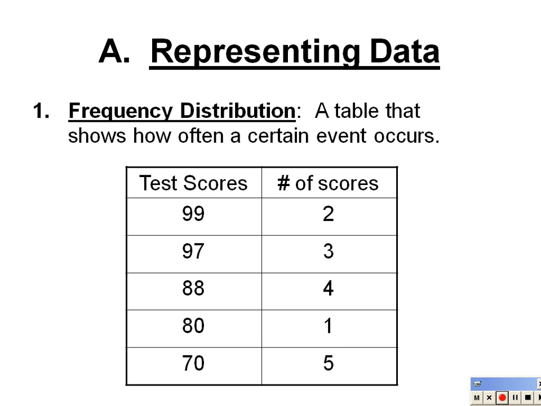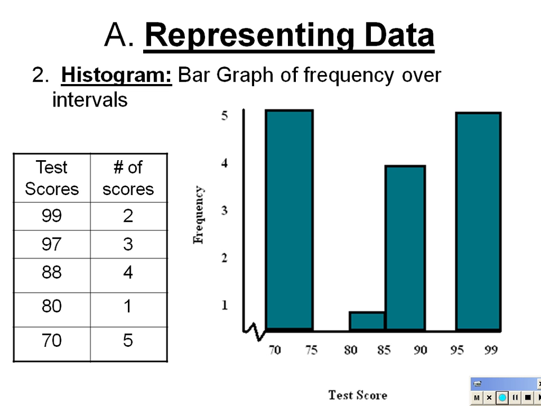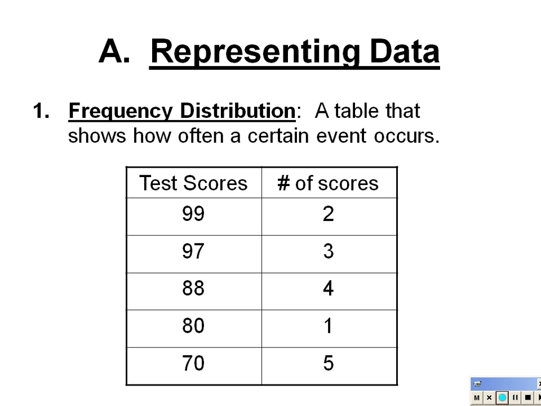So over here, as you can see, oops, let me go back a little bit. On the left side of our table, we have test scores. Somebody got a 99. In fact, 2 people got a 99. For the score of 97, looks like 3 people got that. For 88, 4 people. So on and so forth. So basically, the score goes on the left, and the frequency, how many times that happens, goes on the right. This is really only helpful whenever you have a lot of repeats.